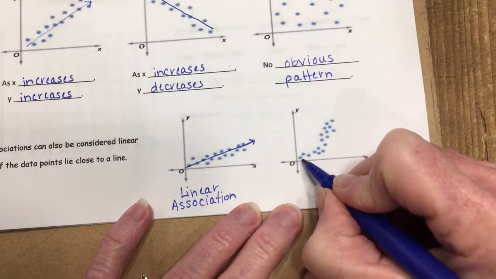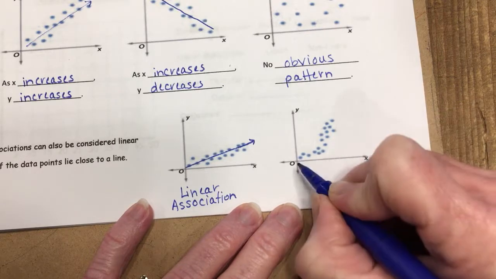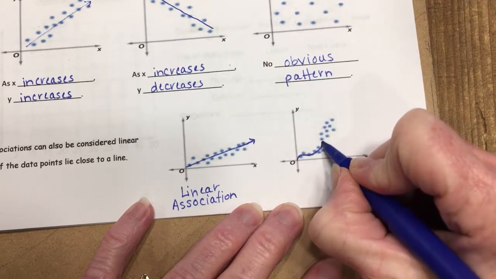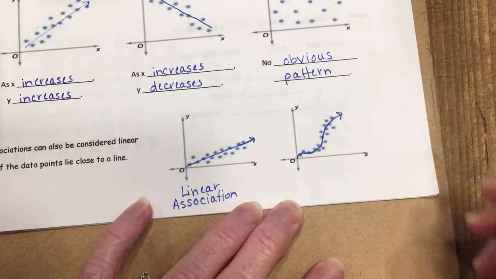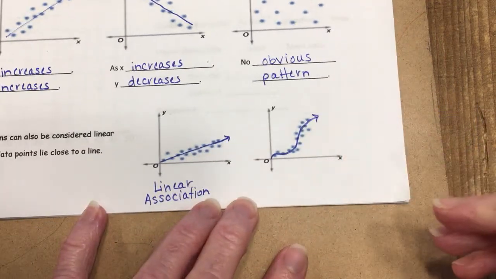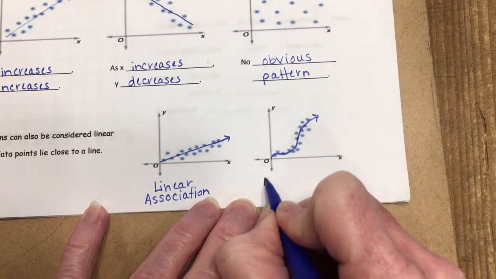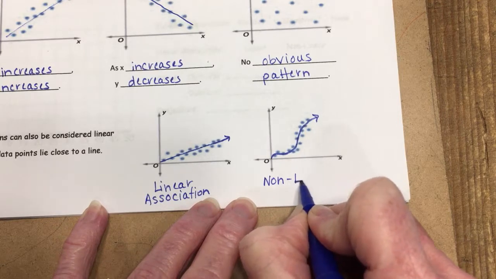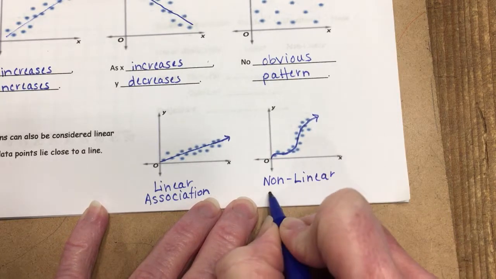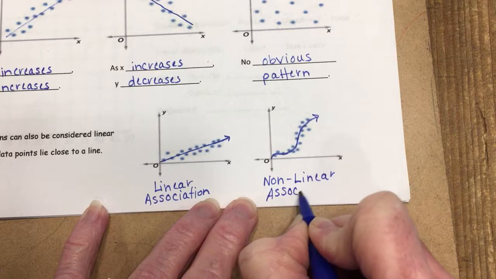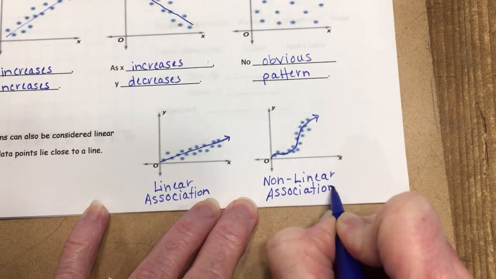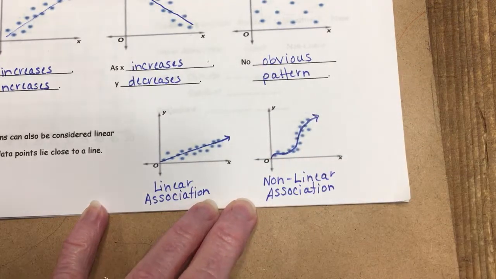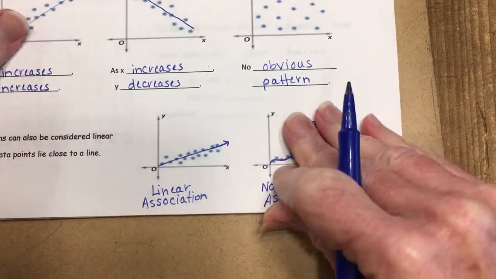This one, if I try to draw a line here, okay, it doesn't really catch all the points. This one is doing this funky, curvy kind of thing. Okay, so that's definitely not a line. So we would say this is a nonlinear association. There might be a pattern, but it's not a line. Okay, not a straight line.